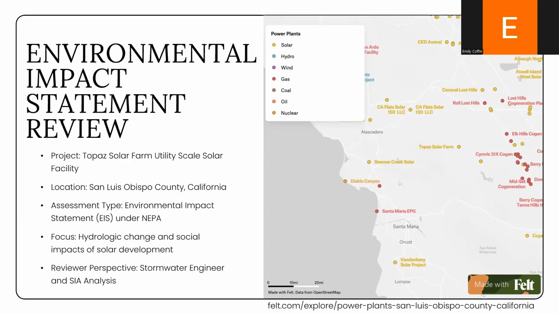Because of my background, I'm especially interested in how large-scale land disturbance, like what occurs during solar farm construction, can influence soil compaction, erosion, infiltration rates, and downstream water quality, and how these environmental changes can ultimately affect agricultural productivity, ecosystem health, and community well-being overall.